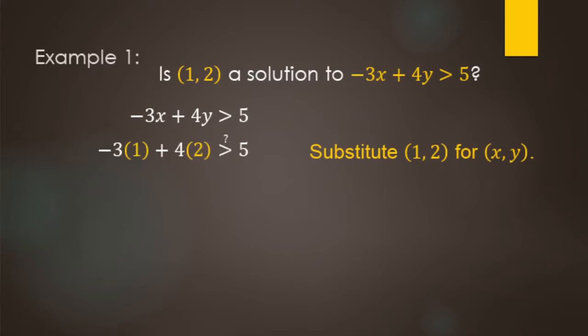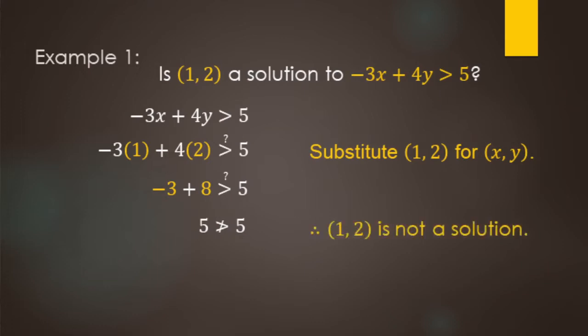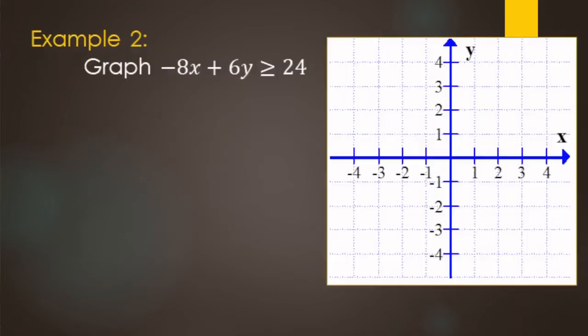Now we do order of operations. We got to multiply first, negative 3 times 1 and 4 times 2. That's going to be a negative 3 and an 8. We're still doing order of operations, and we're checking to see if this makes a true statement here. Negative 3 plus 8 makes positive 5. 5 is not greater than 5. If this was a greater than or equal to, then it would be. But in this case here, 5 greater than 5 is a false statement, so the coordinate point, the ordered pair 1, 2, is not a solution to this linear inequality here.